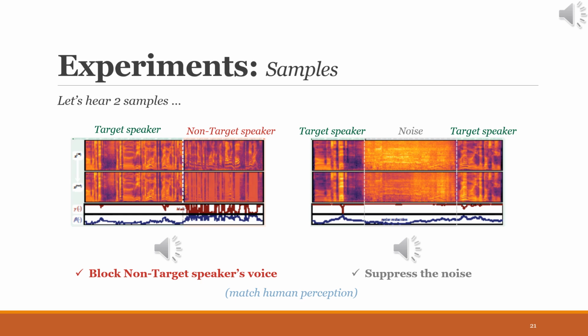From this, we can hear that the model will suppress the noise part when it is too strong. These samples match human perception.